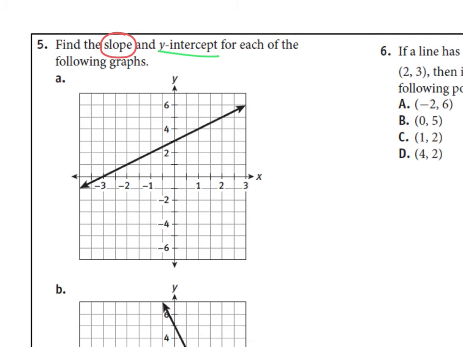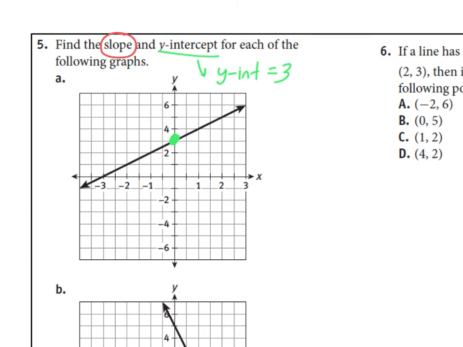So the y-intercept again is right where the graph is when you're on the y-axis. So it's just saying, what is the y value of that point? I can see just by counting up, it's 1, 2, 3. So the y-intercept is 3. And I just did that one first because I'm going to use that as one of the points to help me find the slope.